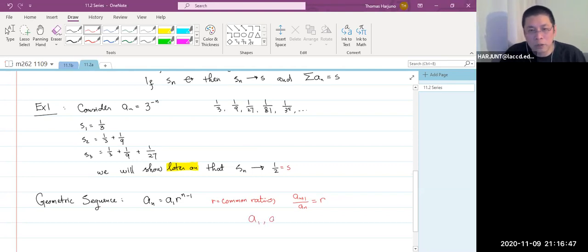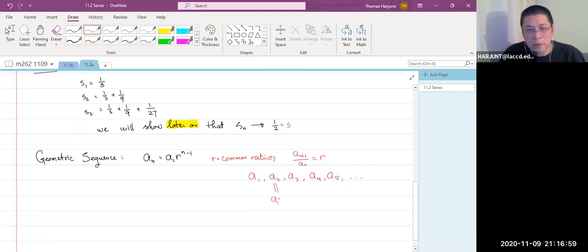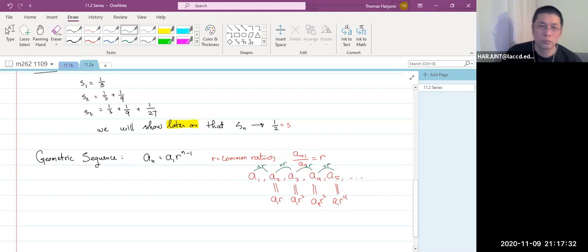So if you look at the structure, the first term, the second term, the third term, and so on, you keep on multiplying by r. The second term is the first term times r. The third term is the second term times another r. The fourth term is the third term times another r. So you see the pattern: the fifth term will be the first term times r to the fourth. You keep on multiplying by r. We call that a geometric sequence.